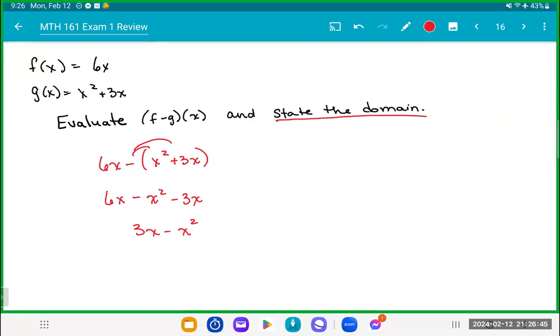There's no restriction on our x values because there's nothing in the denominator. There's no radical square root value that we have to be greater than. So for this one, our domain is going to be all real numbers. And so it'll go from -infinity to infinity. Okay? Any questions?